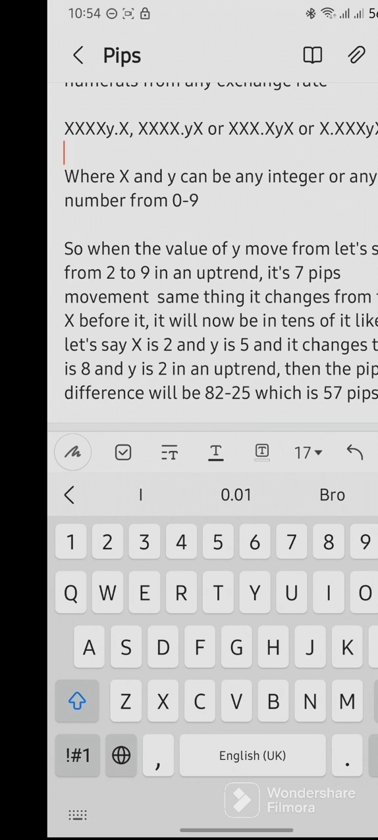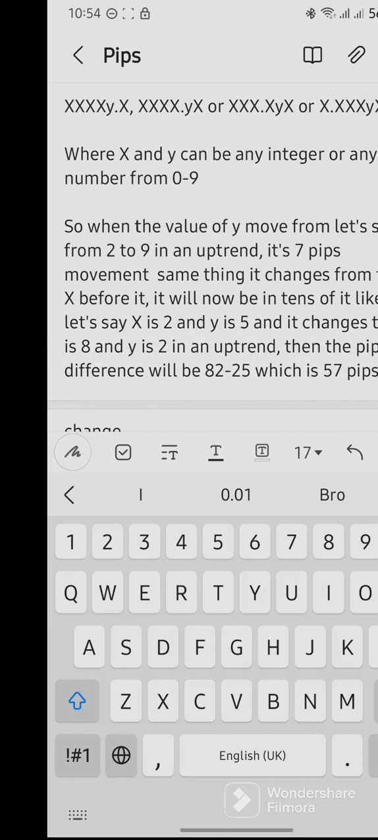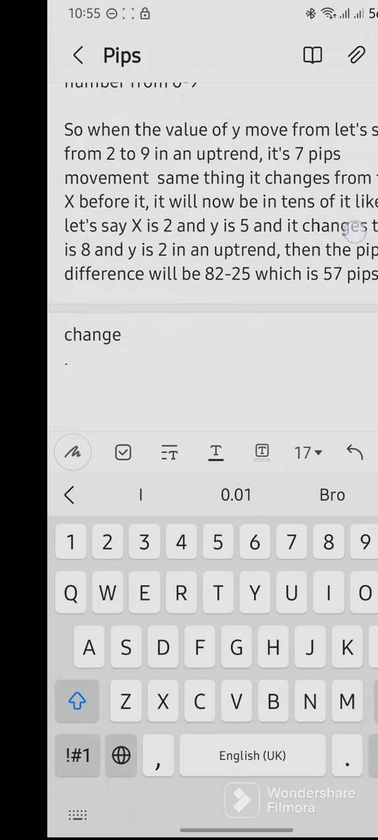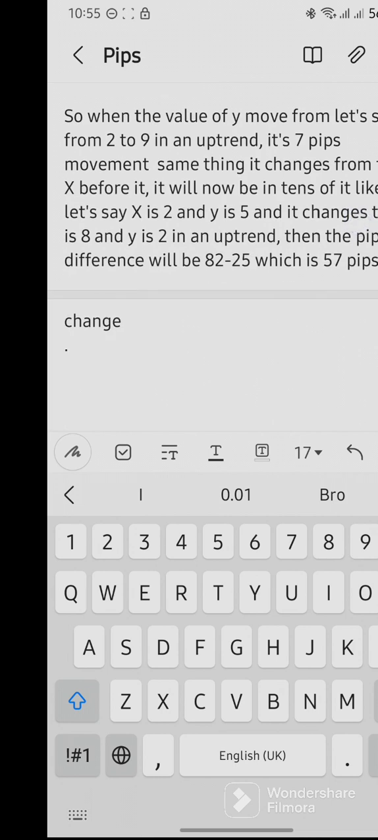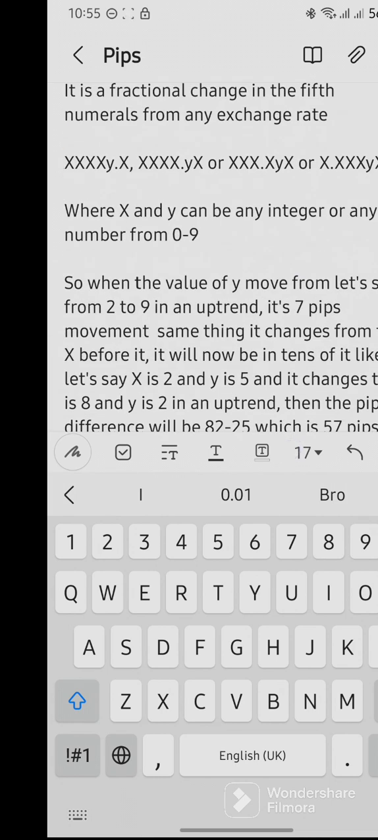So for you to calculate the pips difference, it will be the higher one minus the lower one. Since the Xs are the same numbers, they will give 0000. Then 82 minus 25 will give 57, which is 57 pips. So that is how you calculate pips in the foreign exchange market.